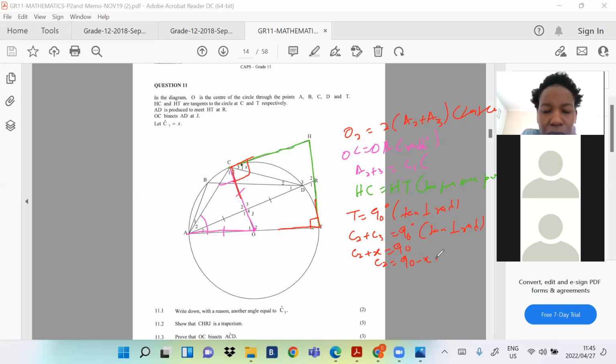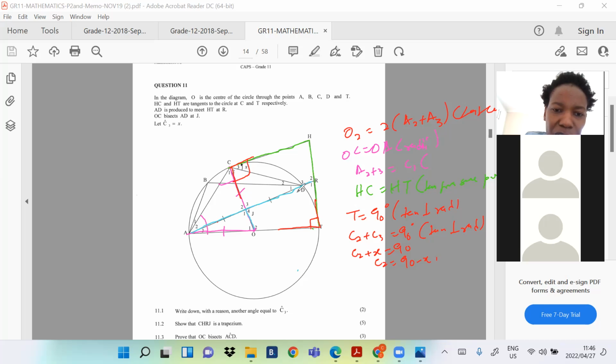So, that's that. Then what else did they tell us? AD is produced to meet AT at R, OC bisects AD. So these lines are equal, right? At the moment, I'm not sure how it's going to help us, but I'm sure somewhere it would. Then, if it bisects, yes. So you see, what bisects that? OC, it bisects this.